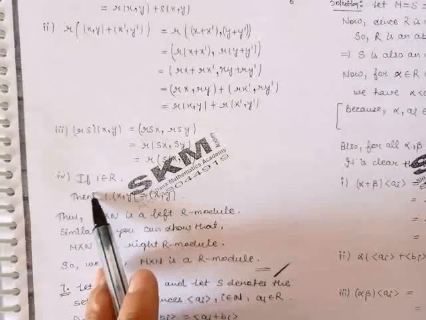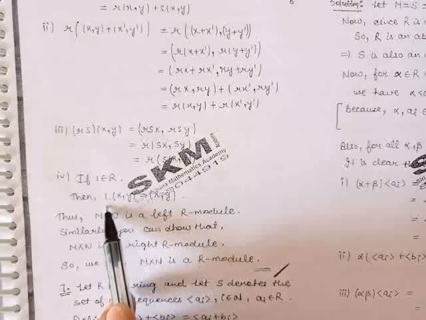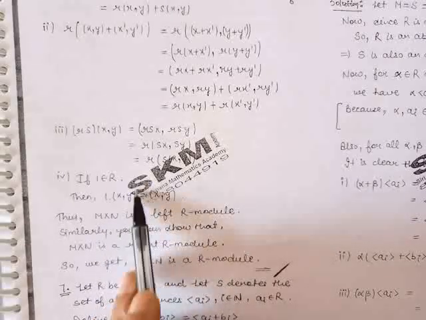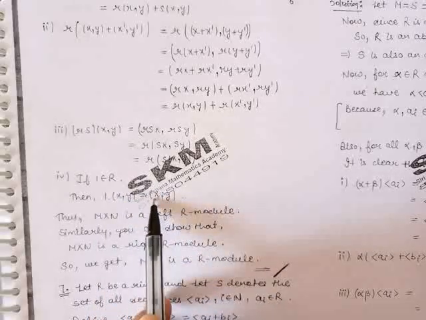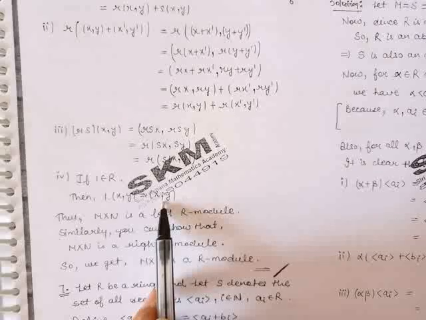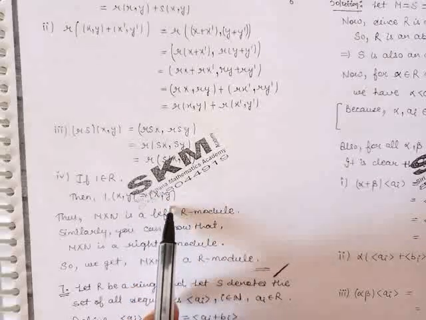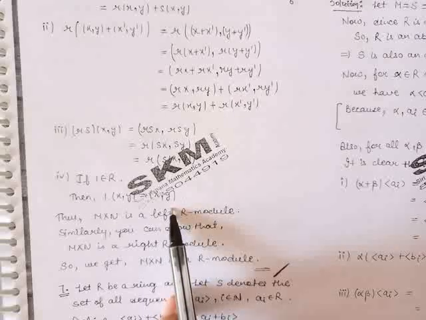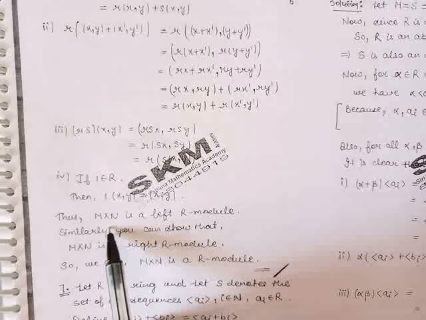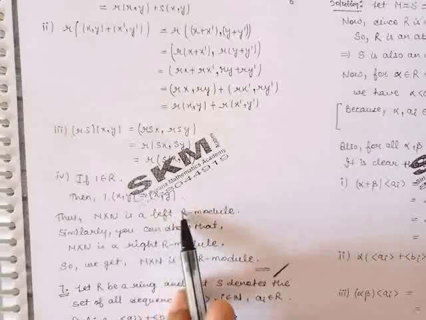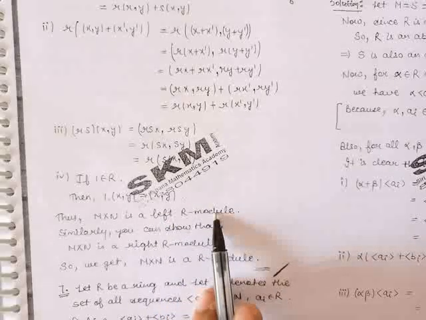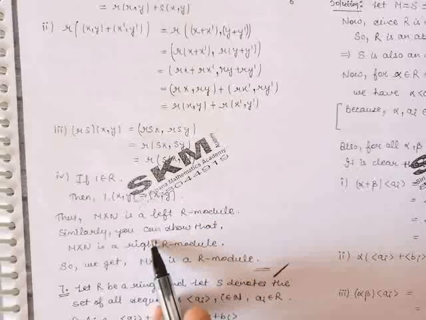If the ring R has an identity element, in that case identity into the ordered pair (x, y) is, by definition of scalar multiplication, identity into x comma identity into y. So we get the ordered pair (x, y). So we have verified all the conditions for being a module, and we can say that the direct product of modules is again a module. Here we have proved it for a left R module. In the same way, we can prove it for a right R module. So these were some of the examples of modules.